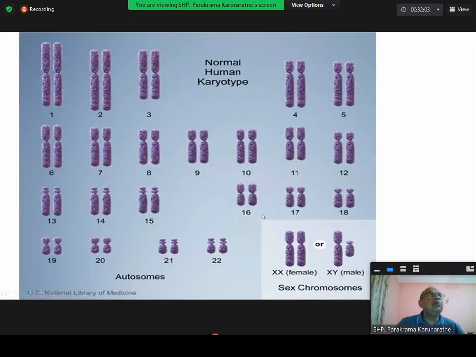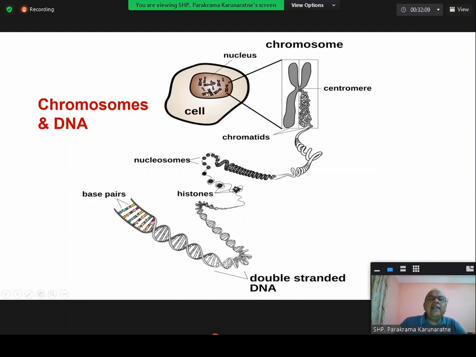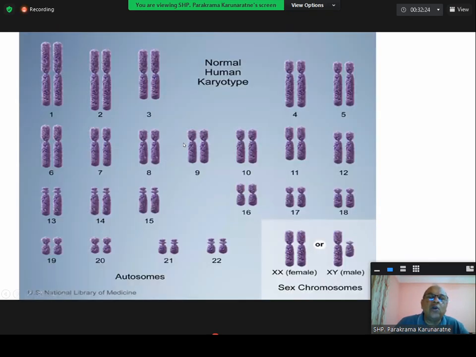Okay, we will go to these chromosomes again. Chromosomes, you see here in the cell, how many are here? 1, 2, 3, 4, 5, 6, 7, 8, 9, 10, 11, 12. This has 12. In our human cell, how many chromosomes are there? There are 46 chromosomes in the human cell.